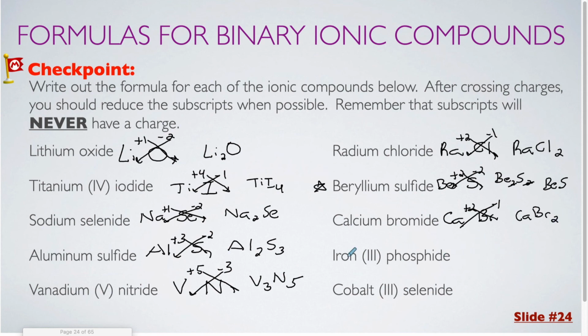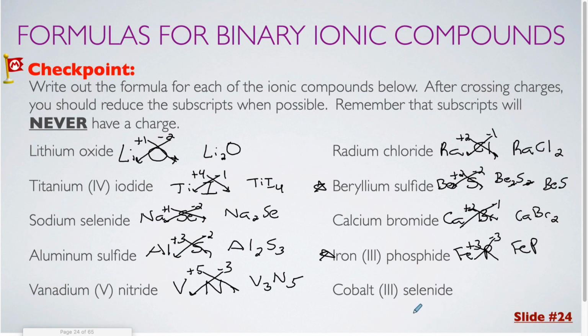Our next example is very similar to the beryllium sulfide one. We have iron, this time with a positive 3 charge. They told us which one to use because iron has more than one possibility. Phosphide refers to phosphorus, and phosphorus is a -3. After I crisscross down, I'm going to have Fe3P3. This is another example where they will be reduced. So FeP would be my final formula.